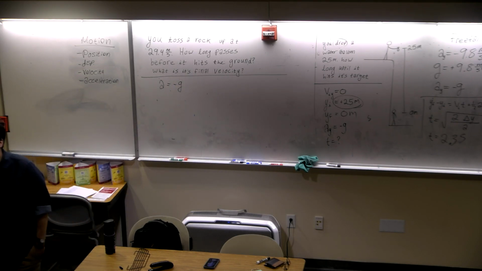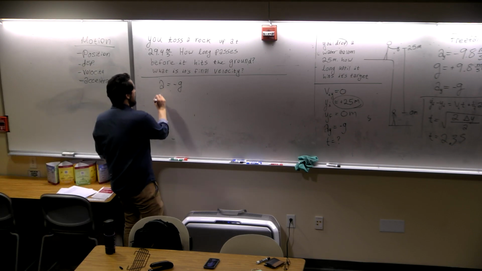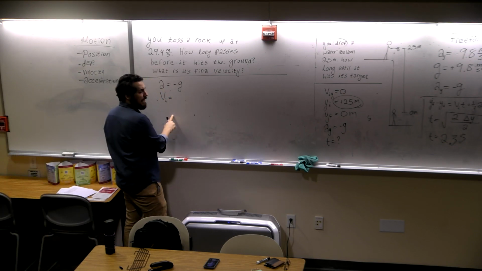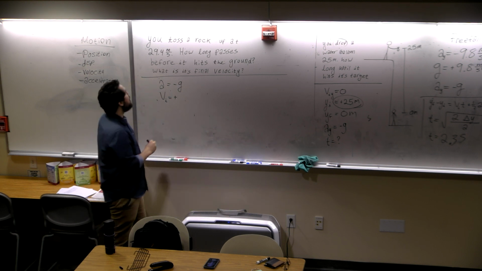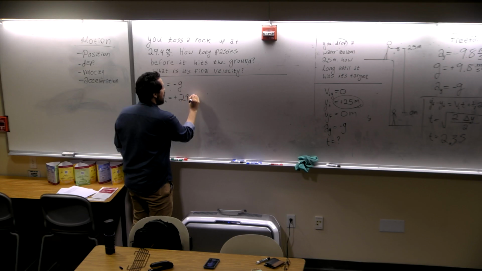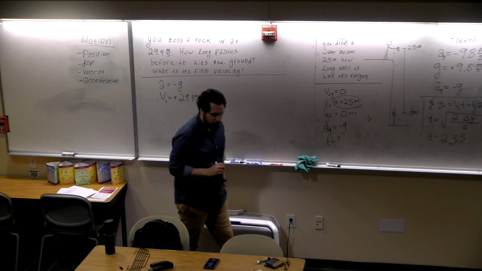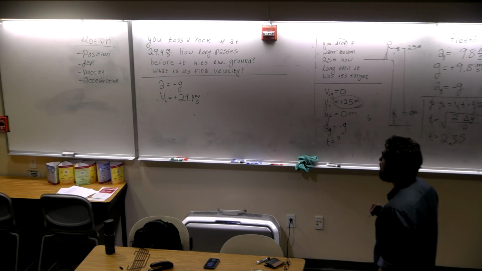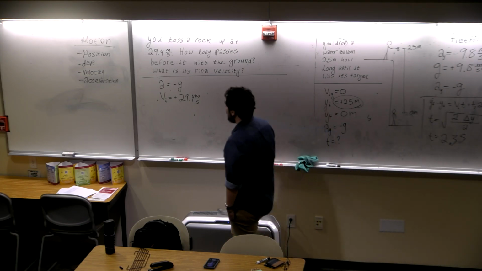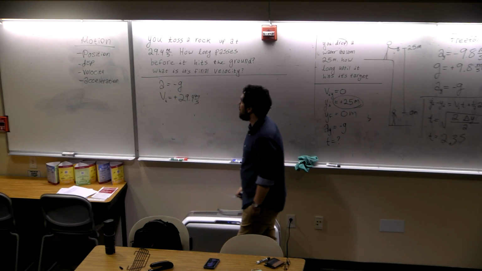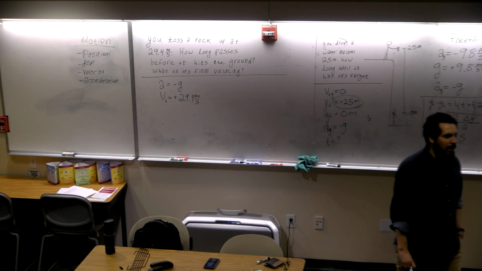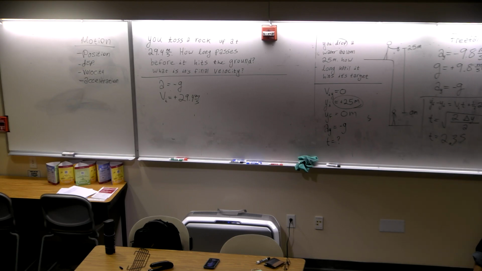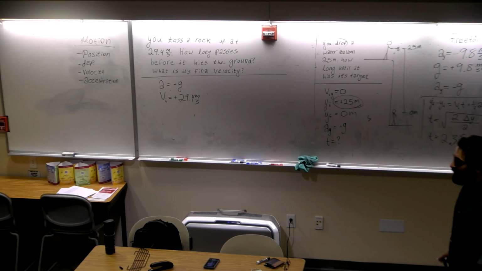What are the things that we know? We know v initial. V initial is going to be a positive, because you are throwing it upwards, a positive 29.4 meters per second. Then we look at this and we say, well, what else do we know? Well, not much. V final, do we know V final? Does not hit the ground at 0, right?